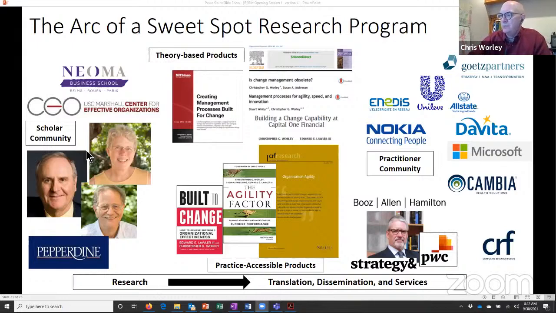So in this work, obviously there's the direct connection with Tom at Booz Allen and then eventually PwC, but you'll notice that there are two other professional organizations. In the upper right, Getz Partners is a management consulting firm in Germany. And when I was at the Neoma Business School in France, one of their partners was thinking about studying agility and reached out to me and said, can we take this further?